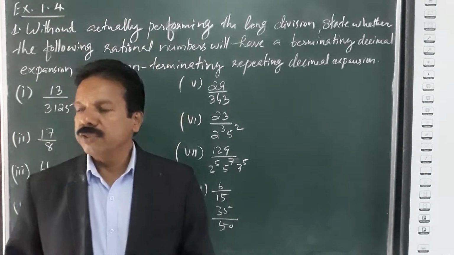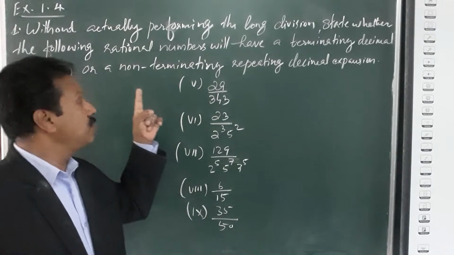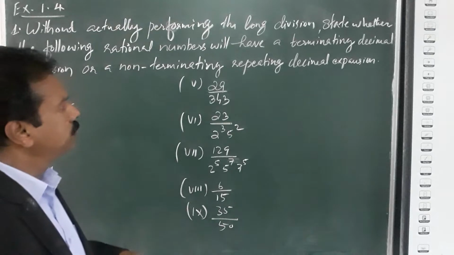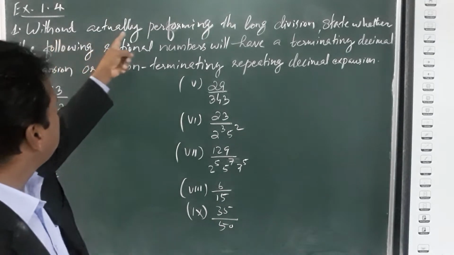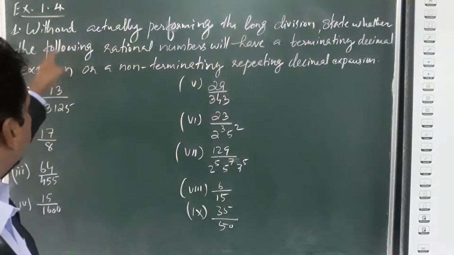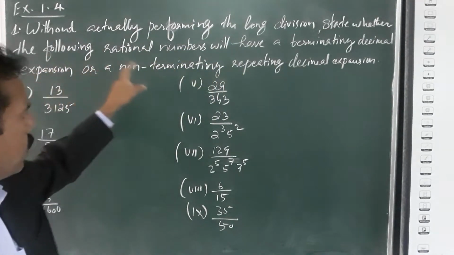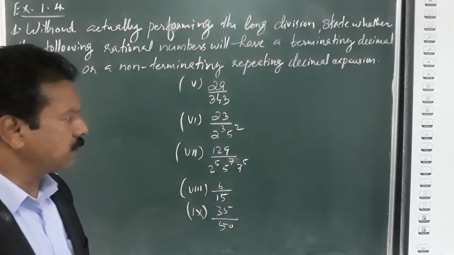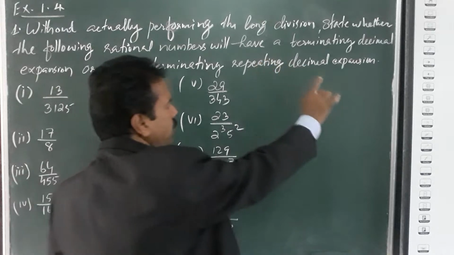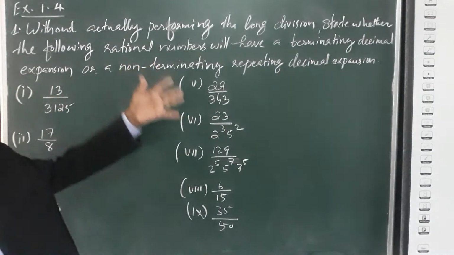Hello class 10 students. Today in this session you are going to get the solutions for exercise 1.4, question number 1. The question is: without actually performing the long division, state whether the following rational numbers will have a terminating decimal expansion or a non-terminating decimal expansion. For solving these questions, you are given some rational numbers.